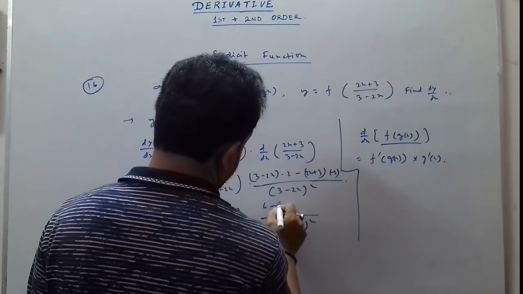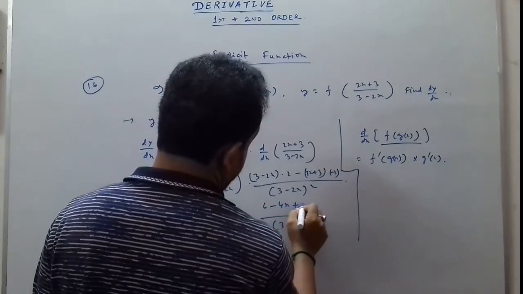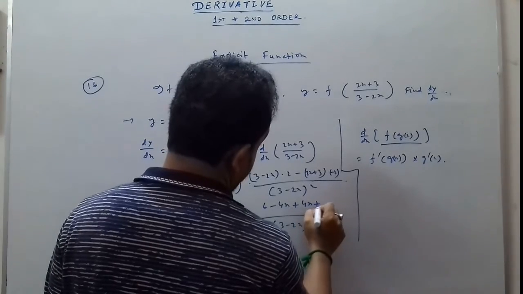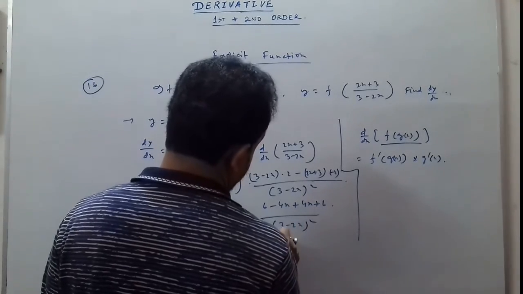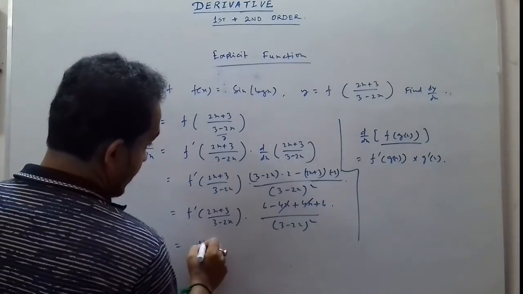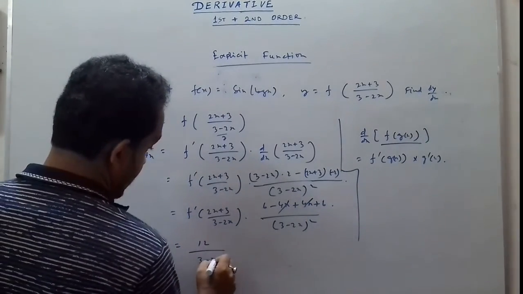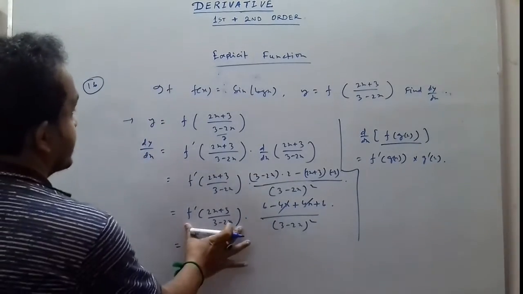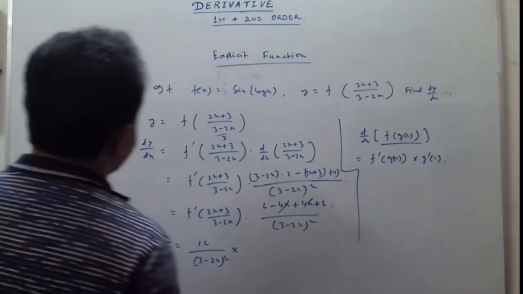Here 6 minus 4x plus 4x plus 6, the 4x terms cancel. So we get 12 over (3 minus 2x) whole square into f' of this function.